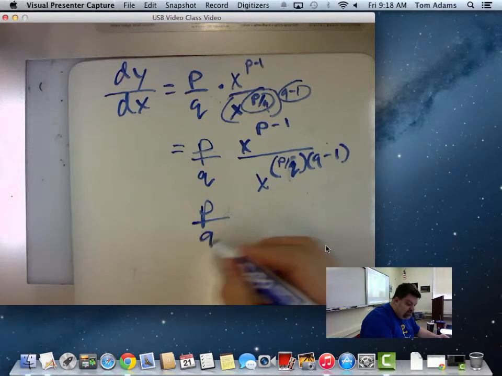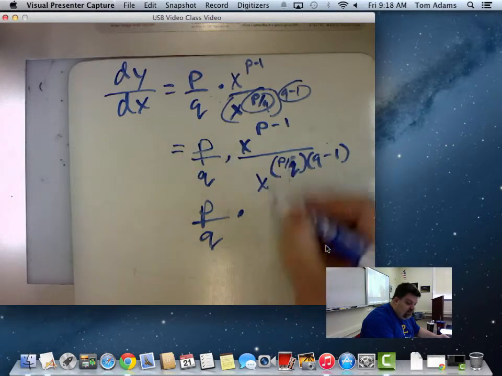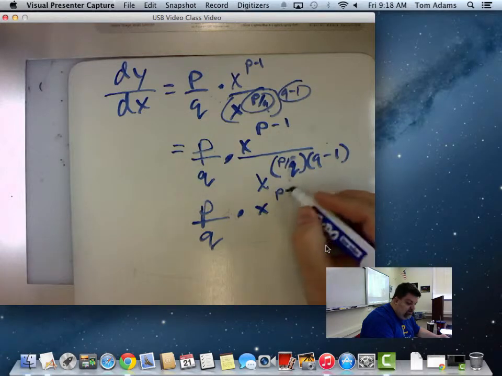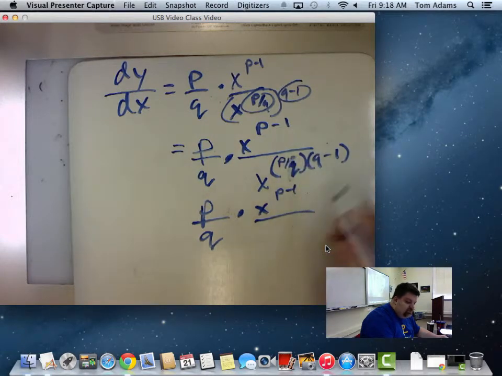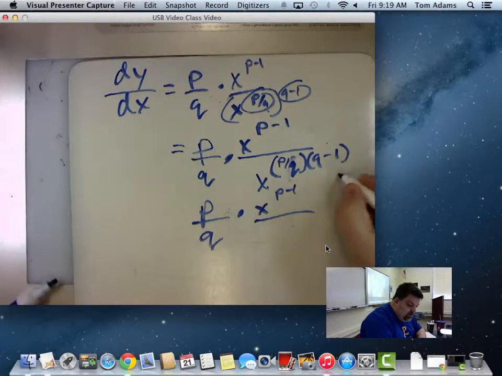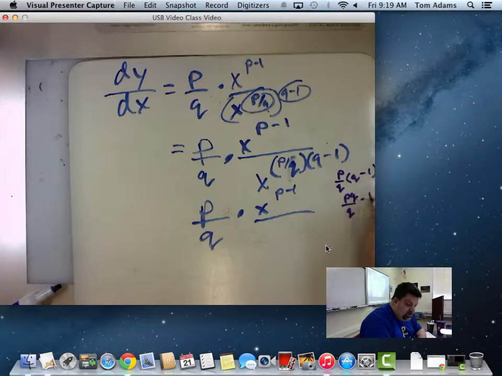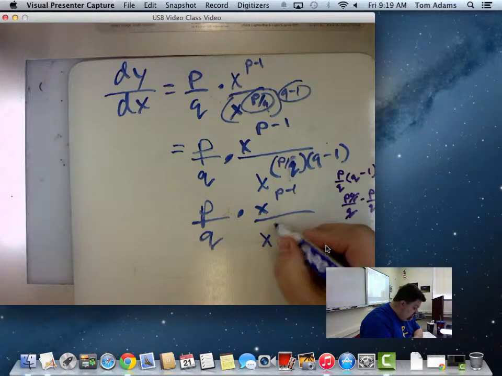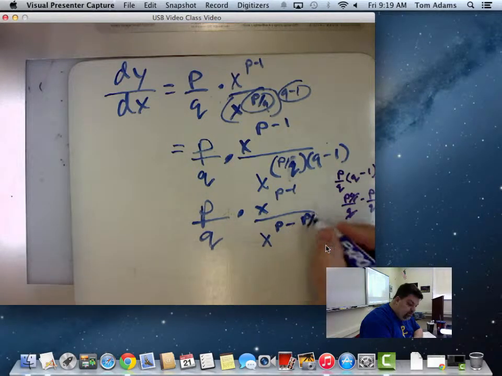Now in the next line, your textbook skips this line. I'm not going to, because I want you to kind of see what we're doing. If I expand this out, and I'll write this over to the side, p over q times the quantity q minus 1 is going to be pq over q minus p over q. But these q's cancel, right? So then this becomes x raised to the p minus p over q.